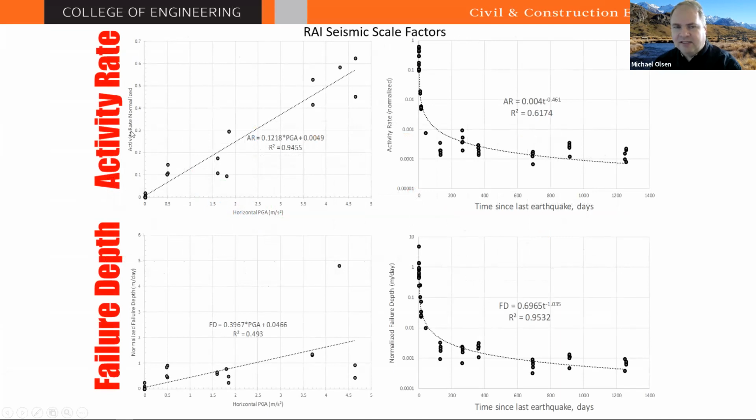We also looked at the activity rate, so how often things were falling across the surface, and related that to the peak ground acceleration that was seen, as well as how that activity rate changes with time. And then the failure depth, or how far into the surface those failures tended to be. Again, there's a correlation with peak ground acceleration, as well as time after earthquake. So the time really soon after the earthquake, bigger chunks were falling down for some time, and then it went back down to smaller chunks after that.